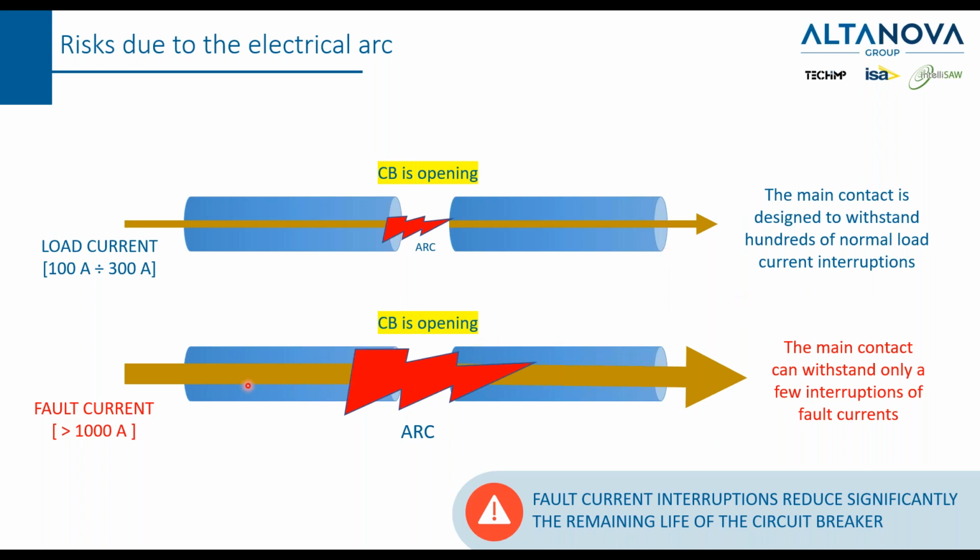But when there is a fault, the level of the current becomes very high, let's say higher than 1 kiloamp. So the arc that will appear between the two pieces of metal is so strong that from time to time it damages the surface a little bit. This means that the circuit breaker cannot open the fault current so many times. We can conclude that fault current interruptions significantly reduce the remaining life of the circuit breaker.